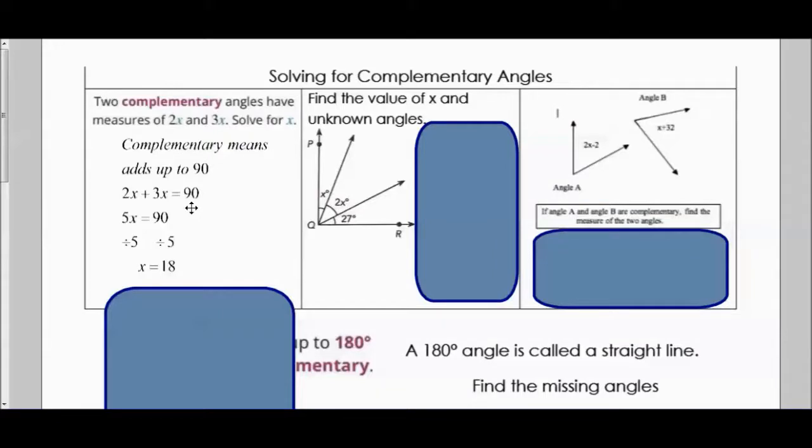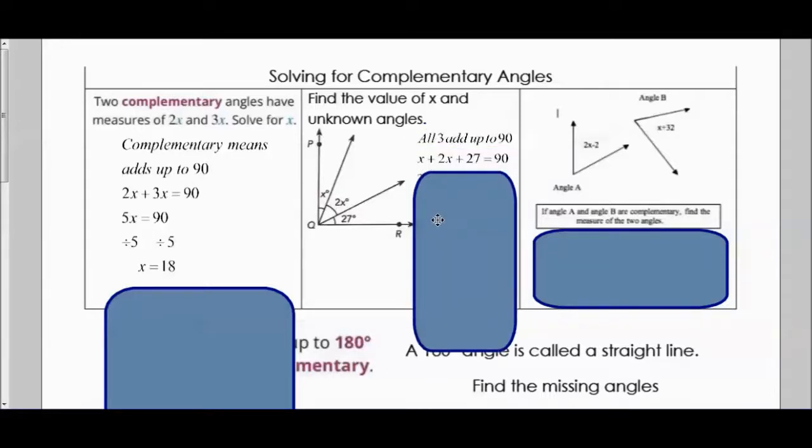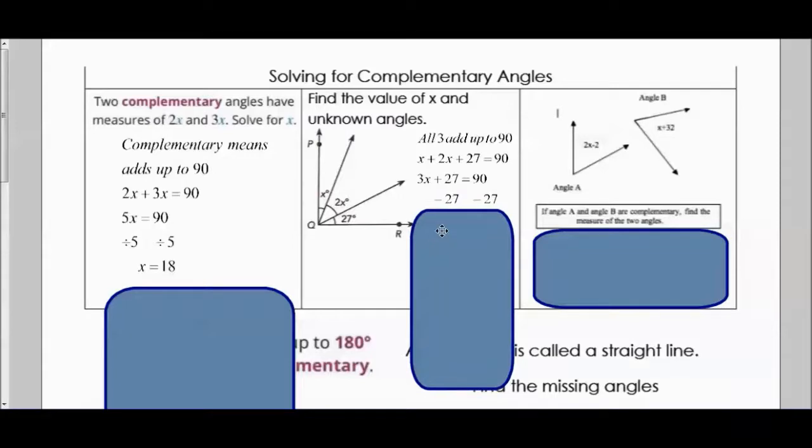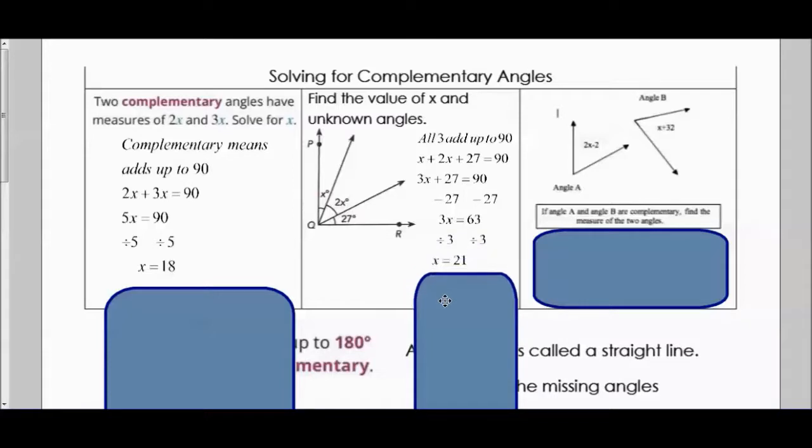On the next one, we're trying to find the value of x and the unknown angles. So we're trying to find these two angles. We again know that these three are going to add up to 90 degrees. We see that corner being formed. Really, there should be a box there to tell us that it's 90 degrees. But we know that all three of them are going to add up to 90 degrees. So x plus 2x plus 27 equals 90. We could then combine like terms, get 3x plus 27. We could subtract 27 from both sides. That would give us 3x equals 63, and we divide by 3 on both sides, and x is 21.